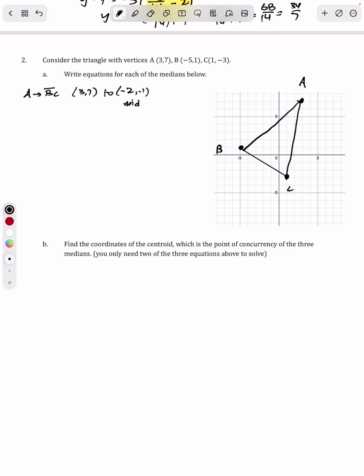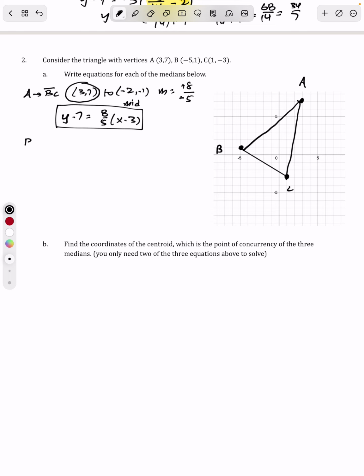Basically, I need the equation of the line between those 2 points, and that's my first median. This has a slope of -1 take away 7, -2 take away 3. All right, 8/5. So my equation is, I'm going to use the vertex as the point. I could use either one. I'm going to use the vertex here. Y minus 7 equals 8/5 times x minus 3. That's my first median equation.